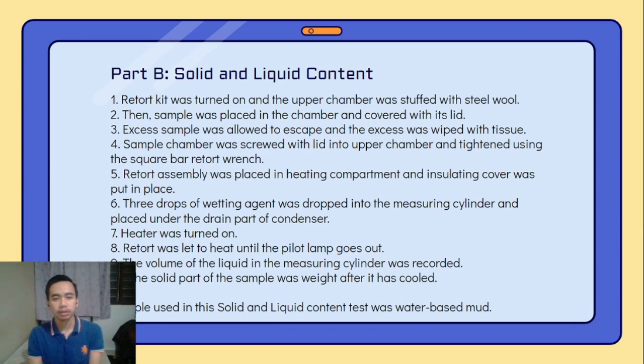For the next step, 3 drops of wetting agent were dropped into the measuring cylinder, which was placed under the drip part of the condenser. The heater was turned on, and the retort was left to heat until the pilot lamp goes out. The volume of the liquid in the measuring cylinder was recorded, and lastly the solid part of the sample was weighed after it had cooled. Last but not least, the sample used in the solid and liquid content test was only water-based mud.